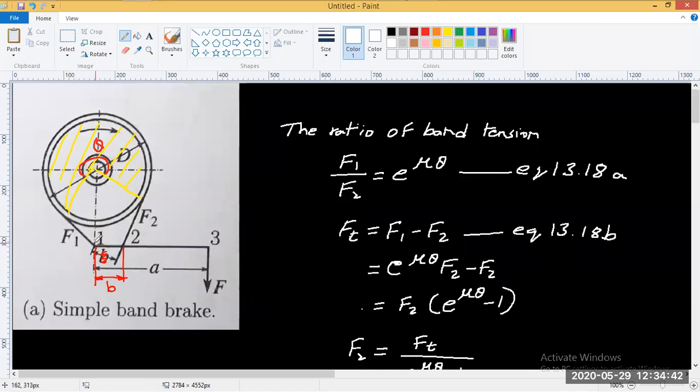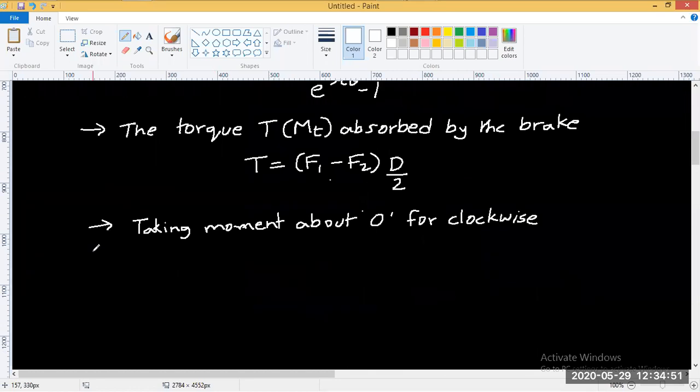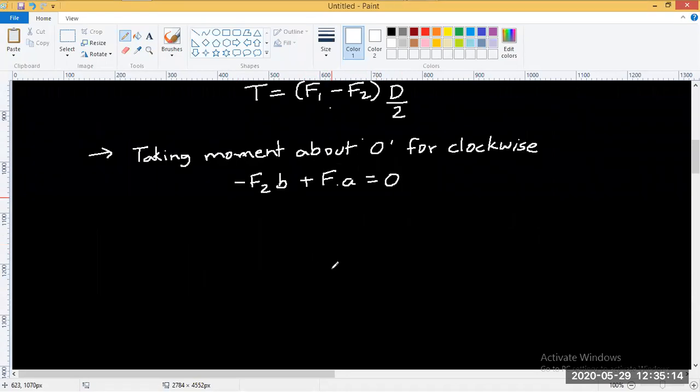Here F1 isn't acting because it is fixed. It's acting at the pivot point, so therefore its moment will be 0. And by the way, we are taking moments at the point O. So noting that, we have minus F2, F2 being in anti-clockwise movement, F2 b plus, and the force F is trying to pull it in the clockwise direction, F a is equal to 0. No other force is acting. So now we can write it in terms of F. So F is equal to F2 b over a.